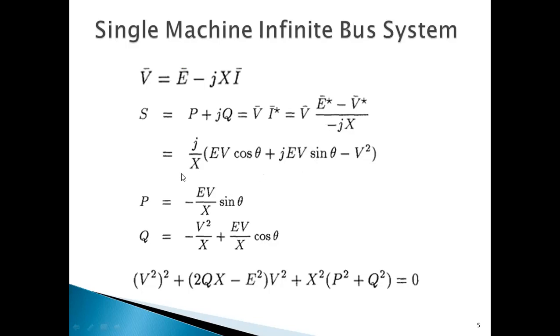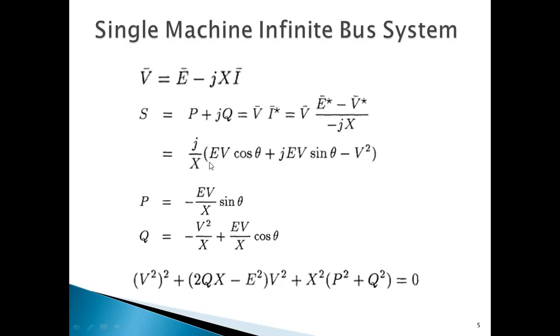Now, on the left hand side we are having P plus jQ, and on the right hand side we have this term. Now let us equate the real parts and imaginary parts separately. After equating real parts, we will have real power is equal to minus EV by X sin theta. How do we get this? j into j is minus 1. So j square is nothing but minus 1. Therefore, we get minus EV by X sin theta.